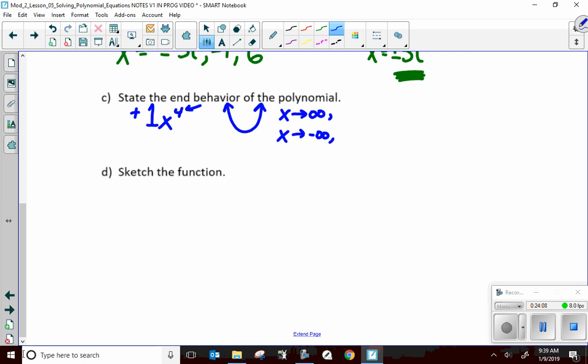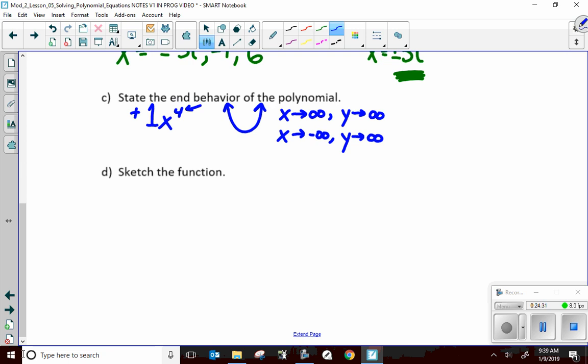as x goes to positive infinity, or to the right, my y value will go up. Y would go to positive infinity. As x goes to the left, or negative infinity, my y still goes up to positive infinity. All right? So that would be the end behavior.